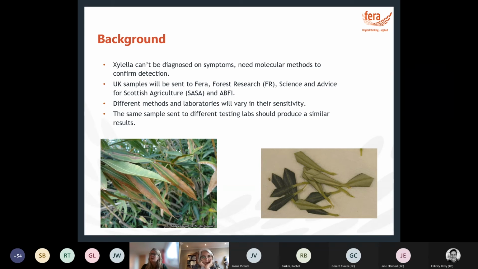There are a variety of molecular methods that we could use to detect and confirm Xylella. But these different methods are likely to vary in their sensitivity. Even if we were using the same methods, the way that each lab interprets and deploys those methods is also likely to vary. And so potentially the same sample sent to each of those 4 labs has the possibility of producing a different result. So the aim of this task within 2A was to check whether the same sample sent to different testing labs was likely to produce a similar result.